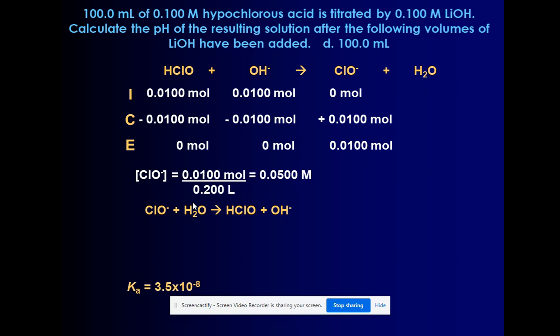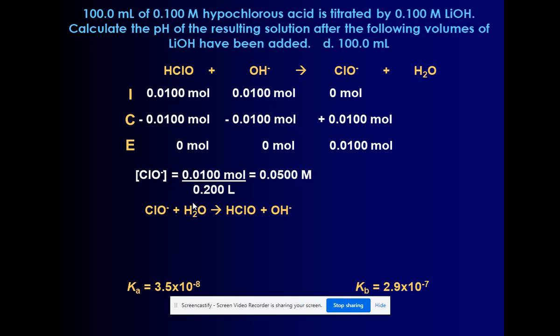Again, that should be a double arrow too. Sorry. I did some edits on this one, and apparently I did not pay enough attention to my arrows. My Kb expression would need to be used because I'm producing hydroxide. You can get the Kb value off of your chart, or you can use Kw is equal to Ka times Kb to solve for Kb, which in this case was 2.9 times 10 to the negative 7th. And again, that is the ClO minus Kb, and it is on your chart. Or also Ka times Kb is equal to 10 to the negative 14th.